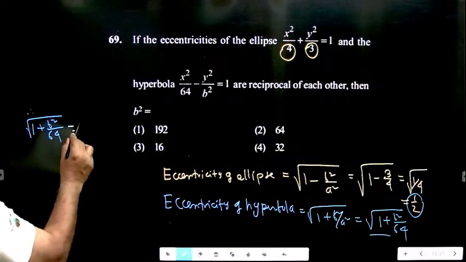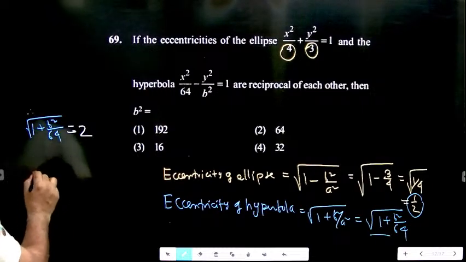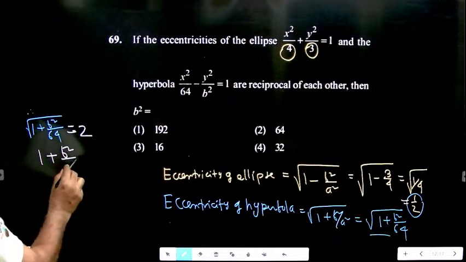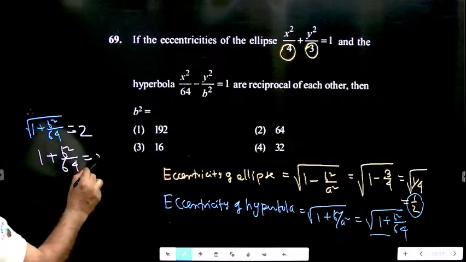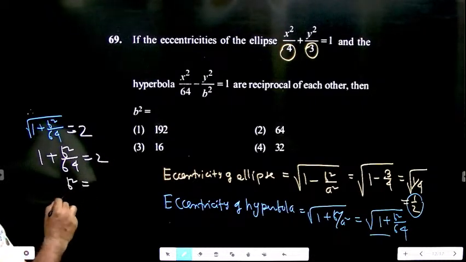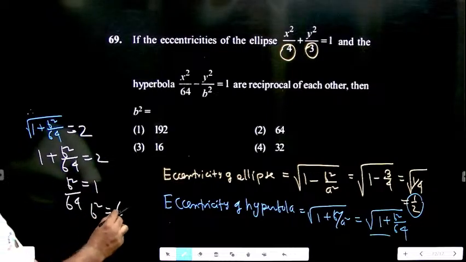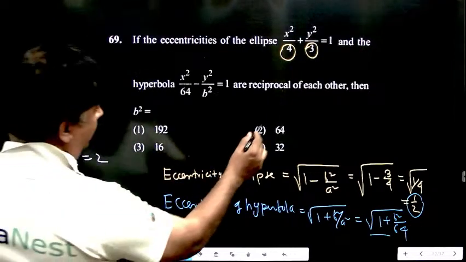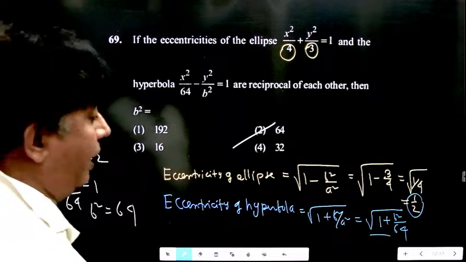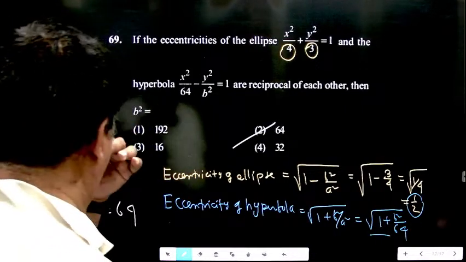is equal to 2. Squaring both sides, b square by 64 is equal to 1. b square is equal to 64. Option 2. Okay? Okay, sir.